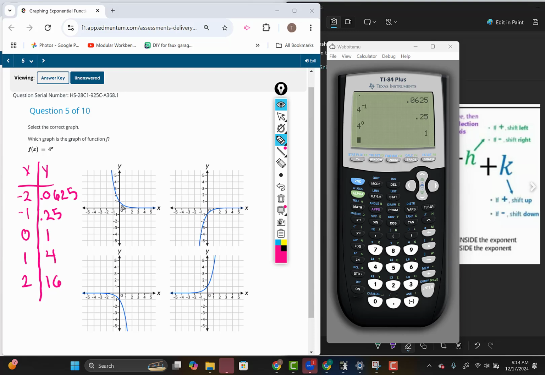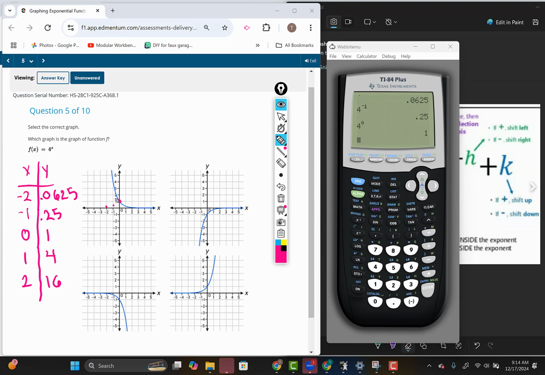So that means this graph, I'm just going to graph these points on this first grid, just so we can see basically what it would look like. So the first point is negative 2 and just barely above 0. The next point is negative 1 and just barely above 0, but a little bit higher. But we can see the horizontal asymptote is the x-axis. We can also see this is going to be increasing as we move to the right.